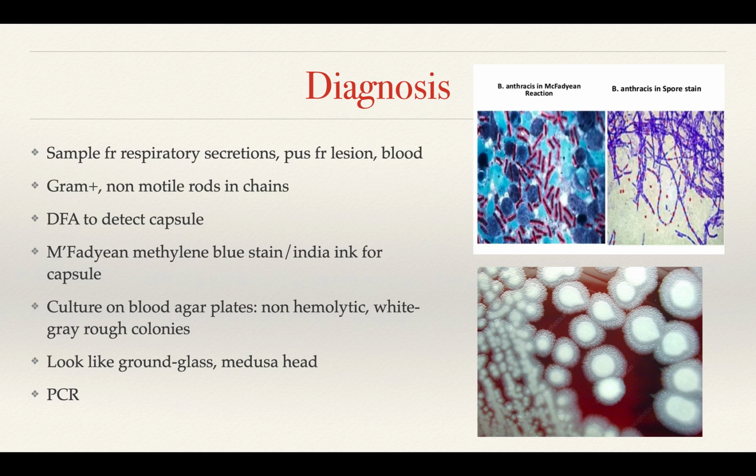So diagnosis is gram-positive. It's a non-motile rod in a bunch of chains. You can use DFA to detect the capsule, but we use the polychrome methylene blue stain to see the capsule. On the culture, it's non-hemolytic, white-gray, rough-looking colonies, and it can look like ground glass or the medusa head.